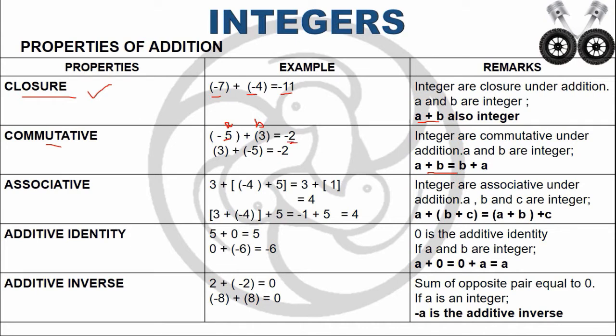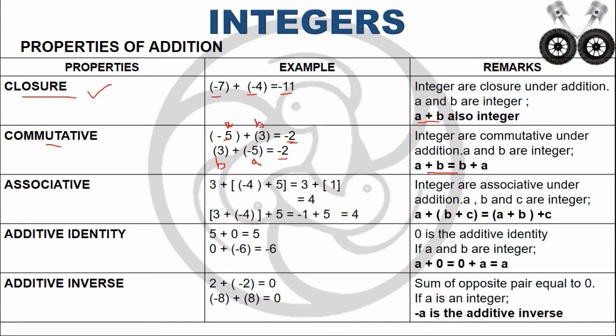Now I have to interchange the integer values. So first I write the b value 3 and then I write the a value minus 5. So 3 plus minus 5. Again these two integers have different signs. That means I have to subtract. So 5 minus 3 is 2. The biggest number is 5. The sign is a negative sign. So the answer is minus 2.